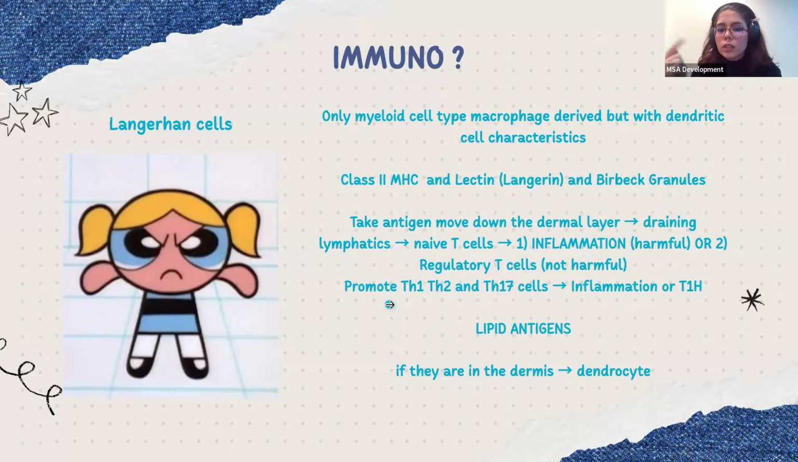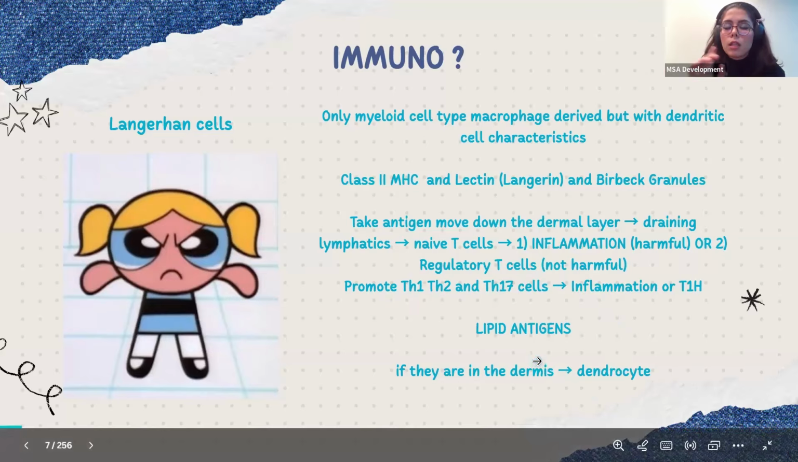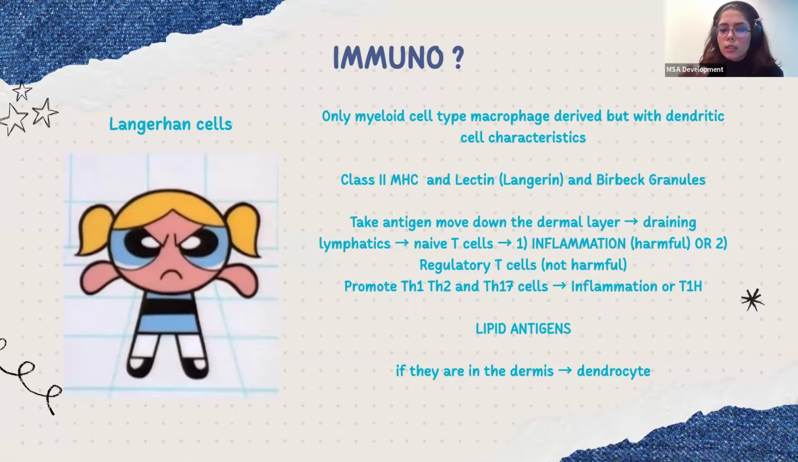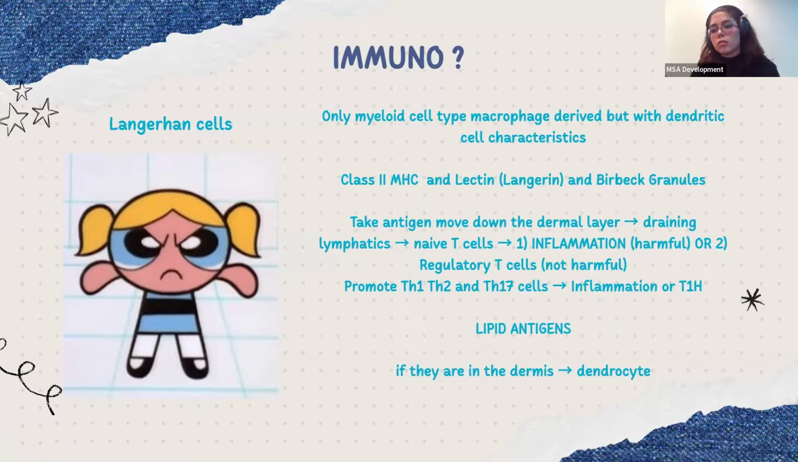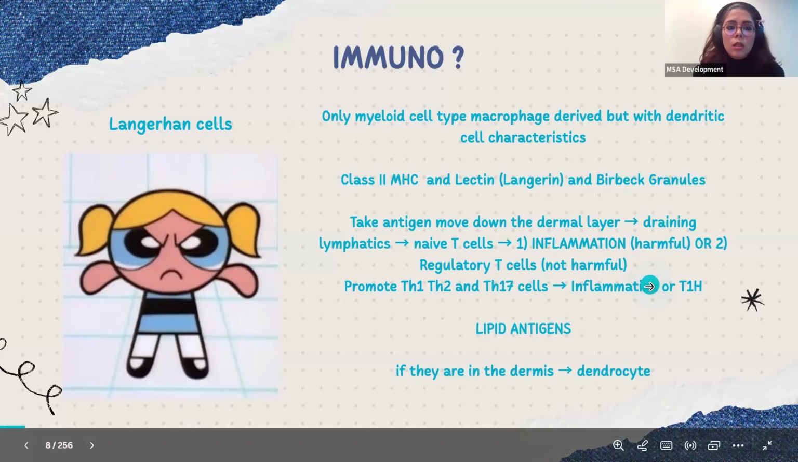They also promote Th1, Th2, and Th17. When these cells are promoted, it gives you inflammation or a type 1 hypersensitivity response. The cells I'm talking about right now respond better to lipid antigens. So just keep that in mind. In the lecture, it was like, they mainly respond to lipid antigens, just lipid antigens. And one thing, Langerhans cells, if they're in the dermis, it's a dendrocyte. It's not a Langerhans cell. It needs to be in the epidermis, the stratum spinosum, for it to be called Langerhans cells.